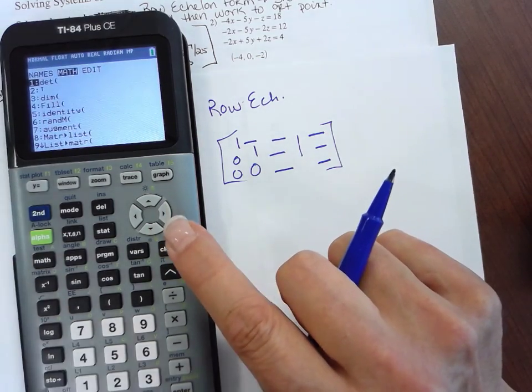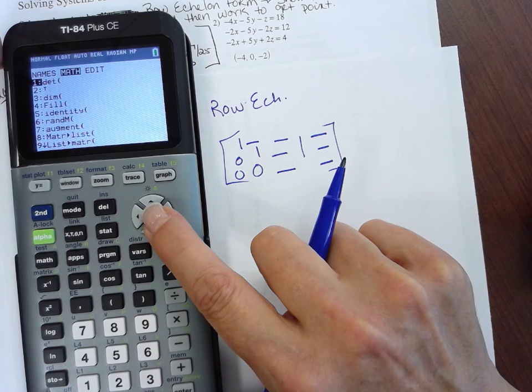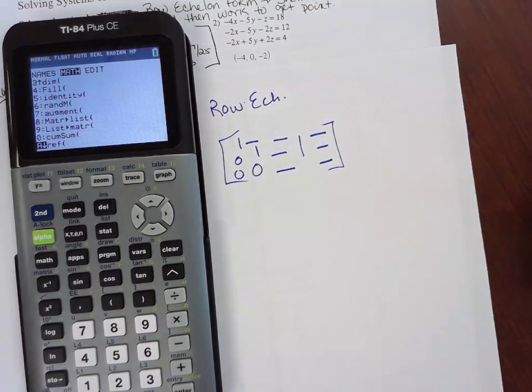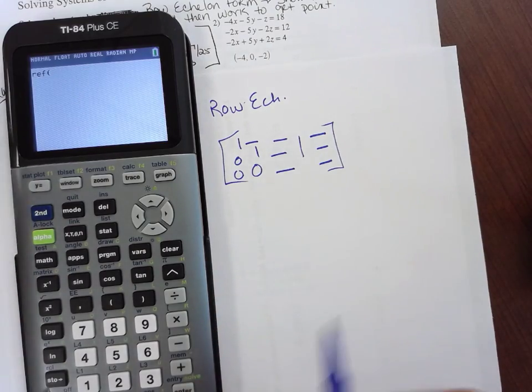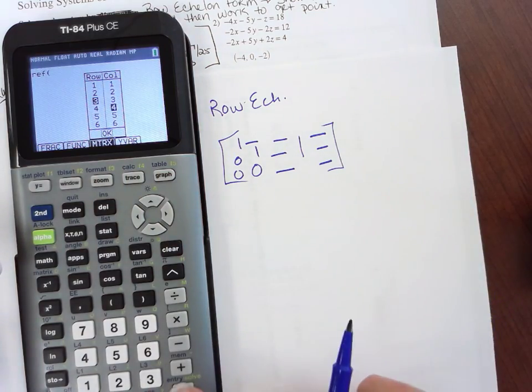And go to math. Were you good about how to do it in the calculator? Yes, no, yes? Okay. You scroll down to REF for row echelon form. It also tells you on that green cheat sheet I gave you. So REF, and then you enter in your matrix.